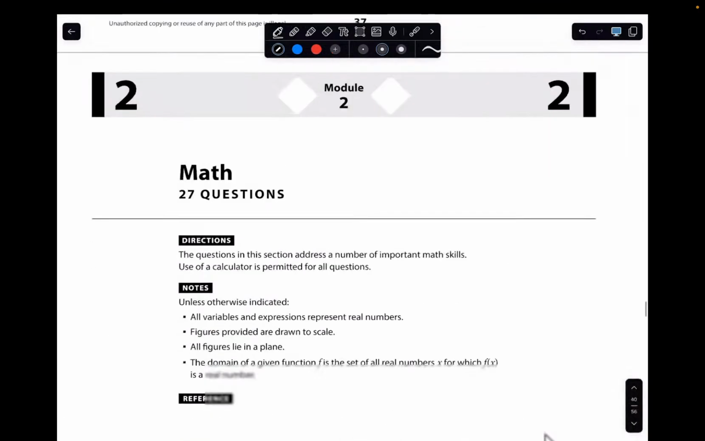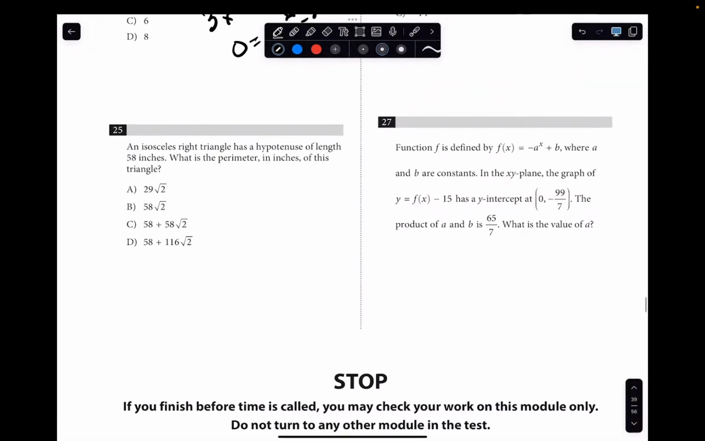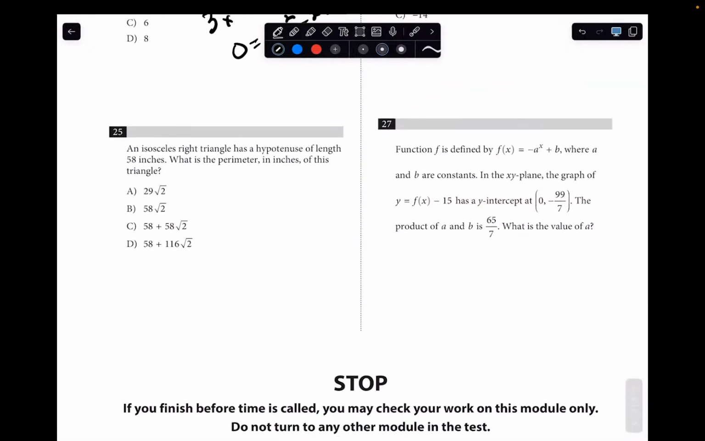I'm not going to torture you guys with the last couple ones. You can try those on your own. They're pretty tough. But we're halfway done. We'll take a little break and we'll start the reading section.